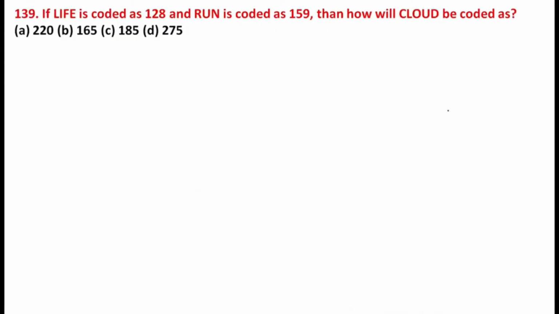Next one. Life is coded 128, run is coded 159. How will cloud be coded? See, here life is coded as 128. The alphabetical positions here: 12 plus 9 plus 6 plus 5. If you add all the numbers, 21, 27, 32. And 32 is multiplied by 4. Now you get 128.